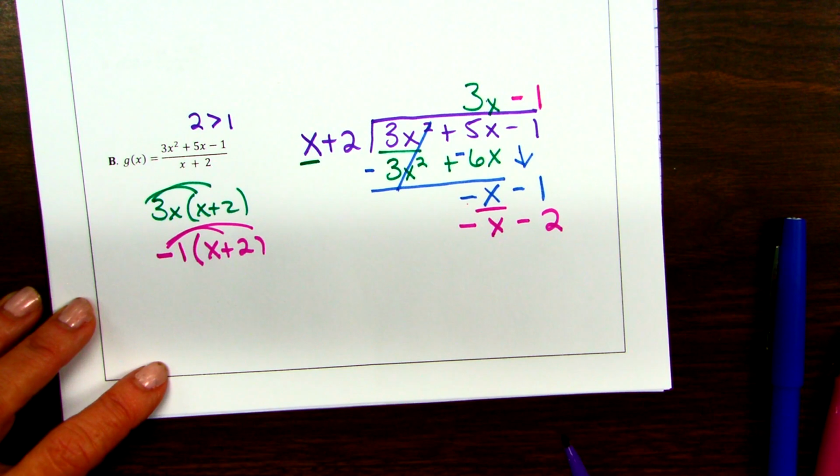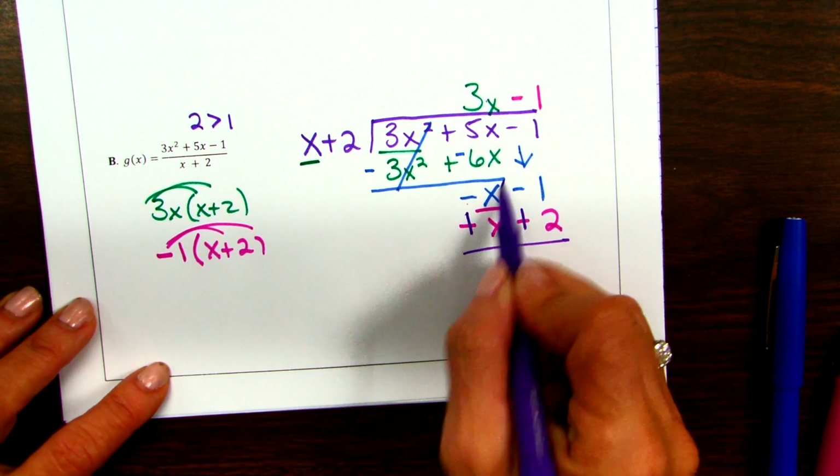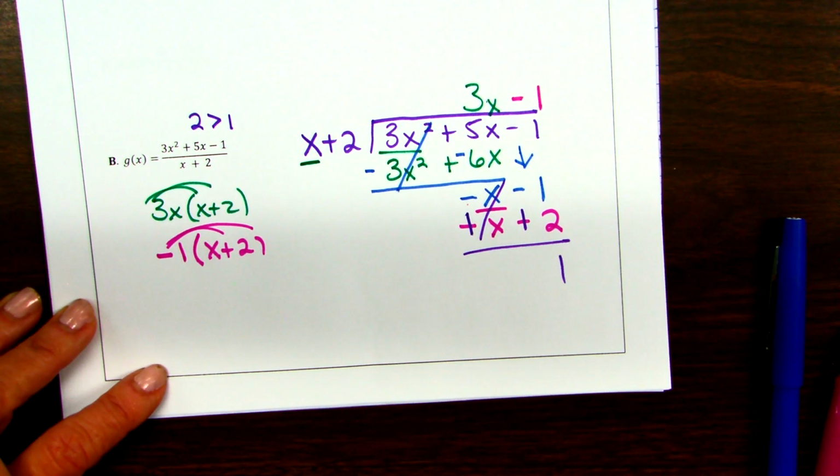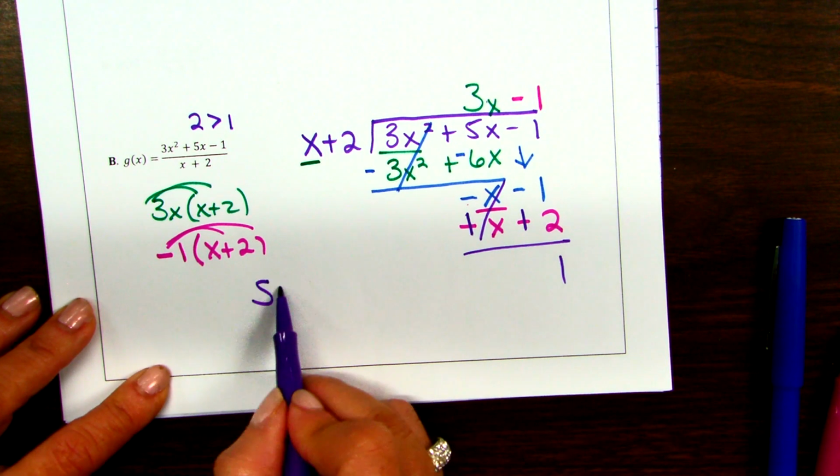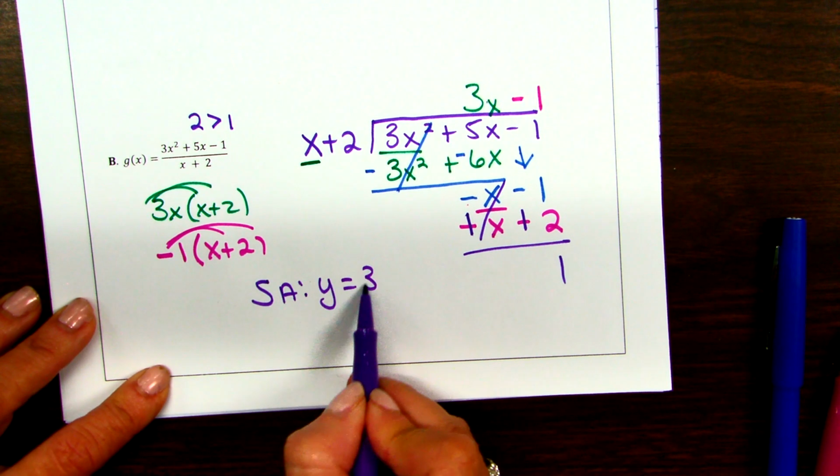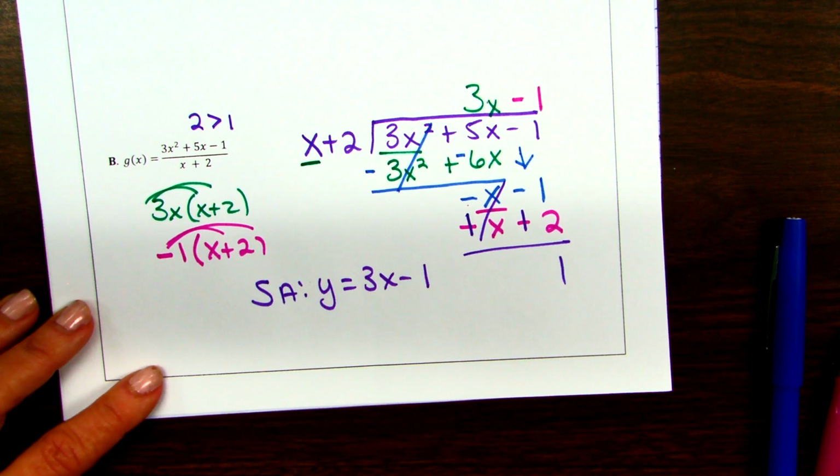Change both signs, and we get a remainder of 1. But we don't even care about the remainder. Your slant asymptote would be y equals 3x minus 1. You throw the remainder away, whatever you got before that.